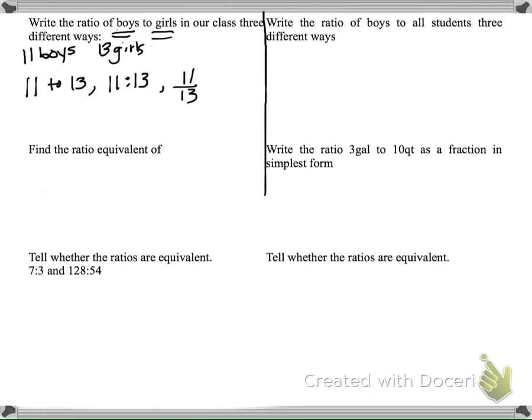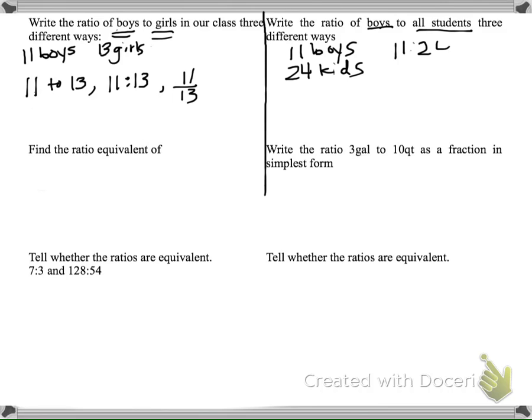The second question says write the ratio of boys to all students. So I just told you that there are 11 boys and we know that there are 13 girls, so that means we have a total of 24 kids. And I'm comparing boys to all students.